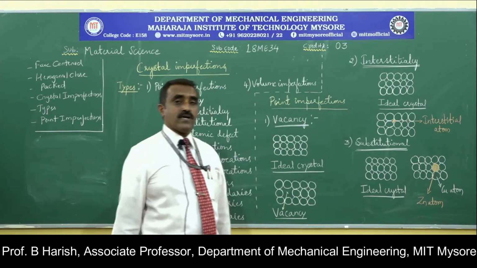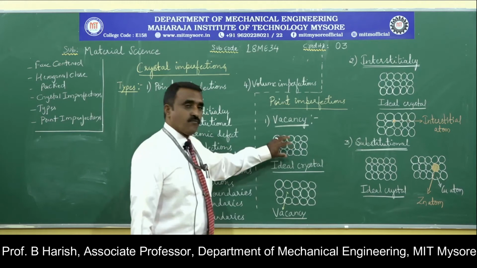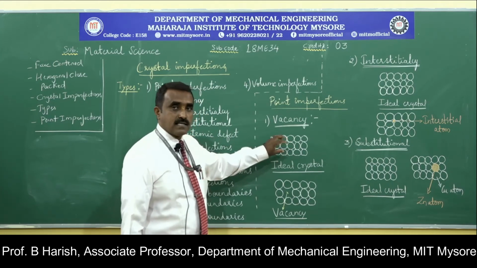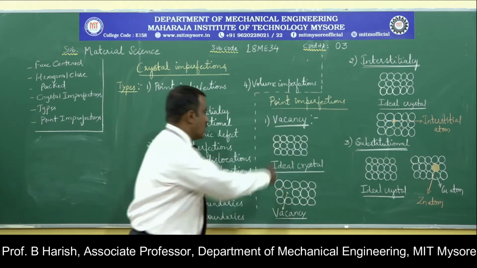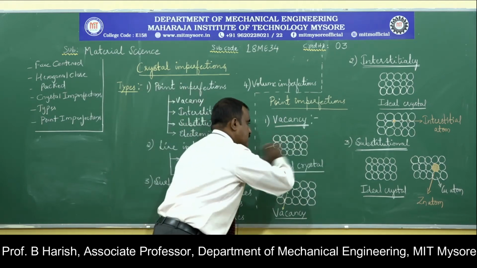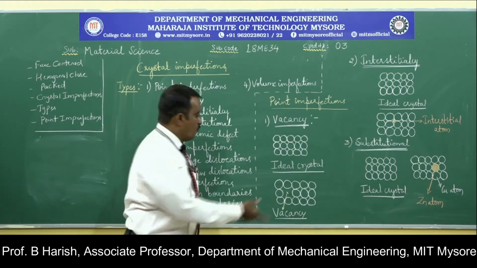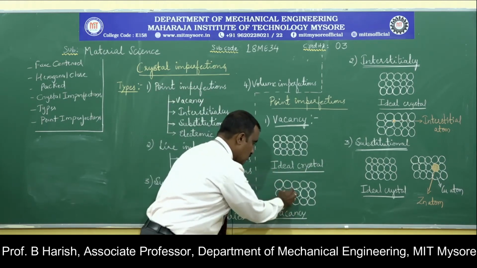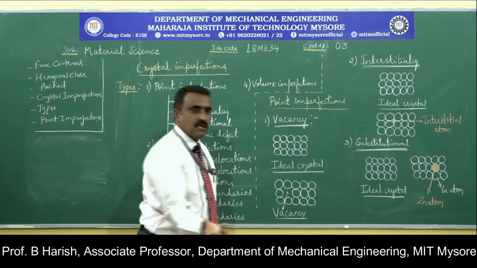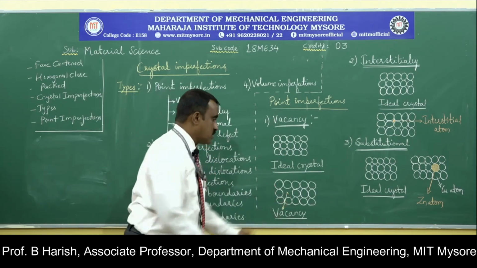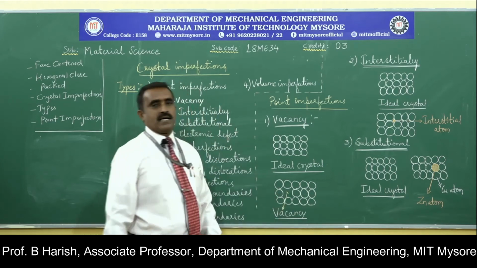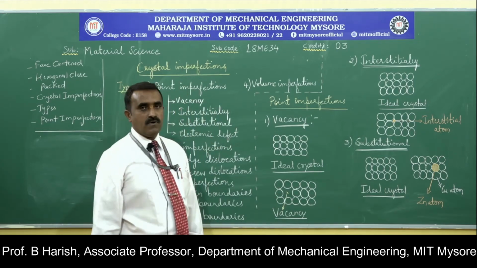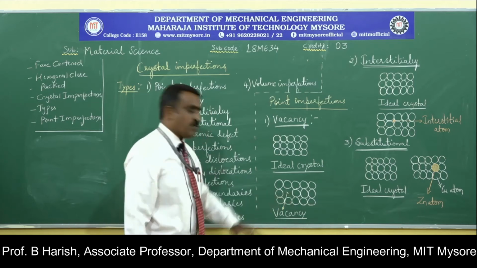So vacancy imperfection is one where an atom gets displaced from its original position, from one particular point. You can see this is the ideal crystal where atoms are arranged in a systematic manner, whereas in the other one, this atom comes out from its original position. When it moves out from its original position, a vacant spot is created. That's why it's called a vacancy type of crystal imperfection.